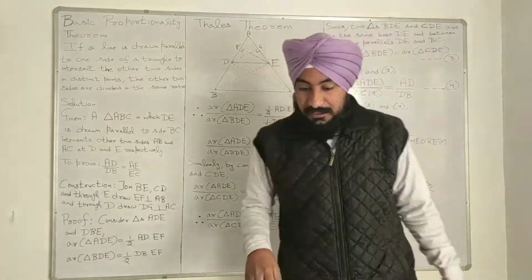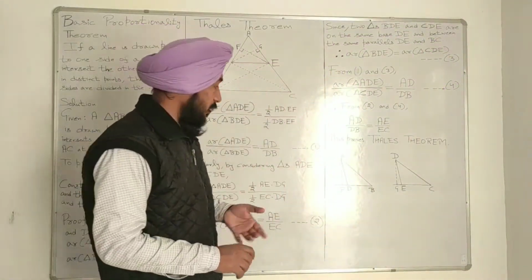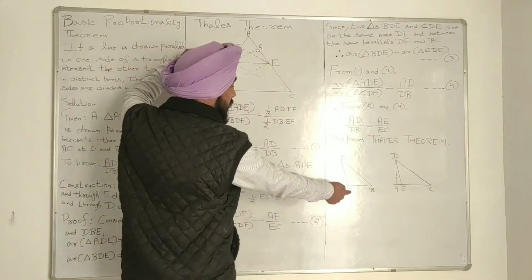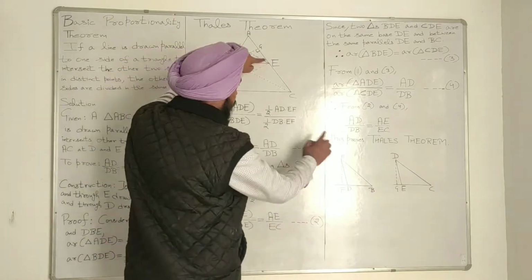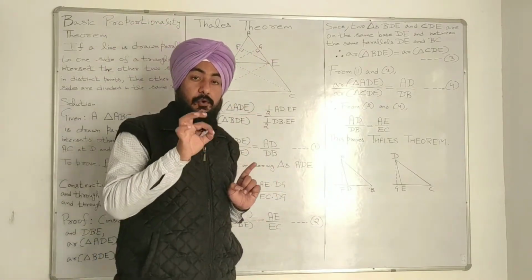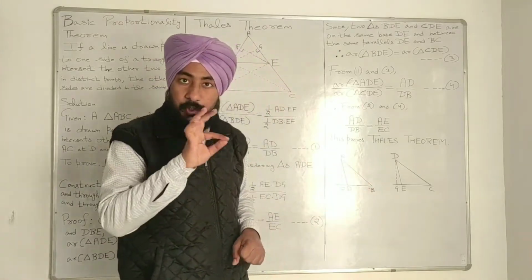So I shall try to explain why I have taken EF as the height of triangle BDE, although EF is not coming inside the triangle. For explaining this, I have made a figure here. Please see here, this is the triangle DBE. This is D, this is B and this is E. Students, please notice here, this triangle is an obtuse triangle.